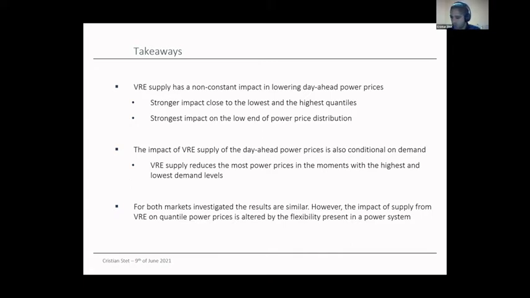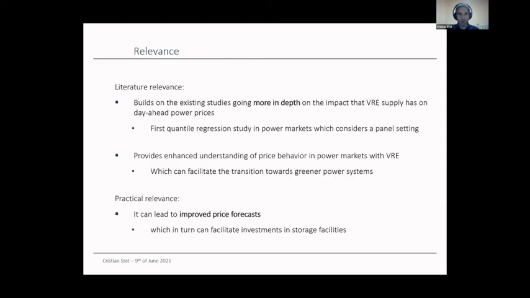So, just to give the main takeaways: we see that renewables do not have a constant impact in lowering power prices. In the highest and lowest quantiles, they induce a much steeper price decrease. This impact of renewables is conditional on demand, but it depends a lot on the type of market we are analyzing. If the market is more flexible, the interaction between demand and the share of renewables is less important, and if it's less flexible, it becomes more important.